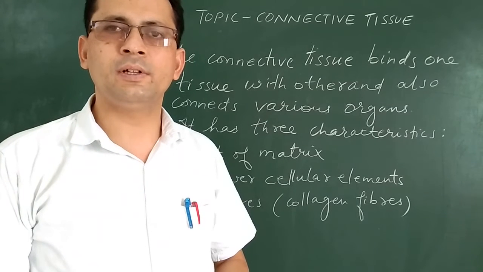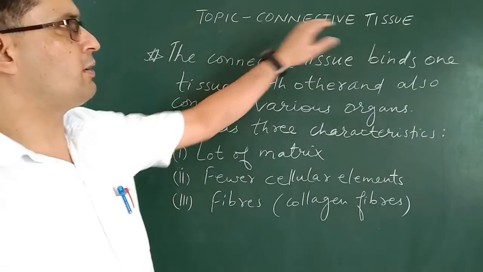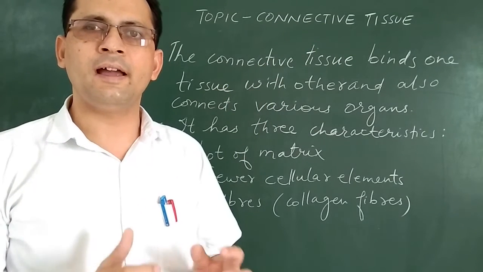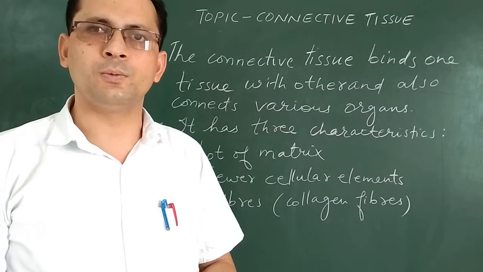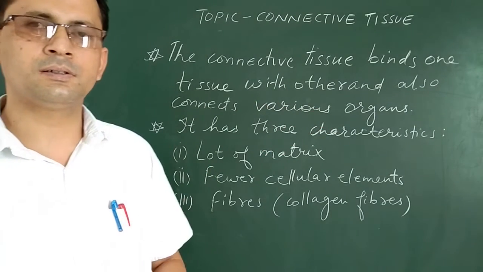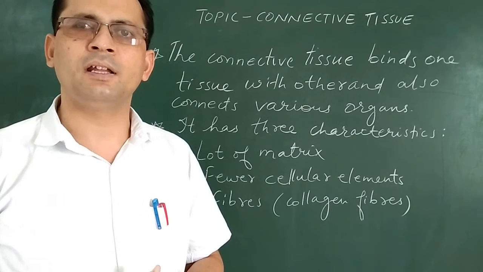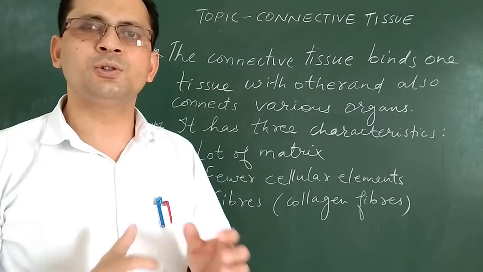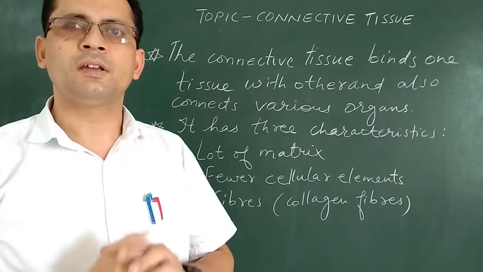Today we are going to discuss the second type of animal tissue, that is connective tissue. Now beta, as the name suggests, this connective tissue has a major role in binding one tissue with another tissue. It also connects various organs and helps in keeping them in their proper places.